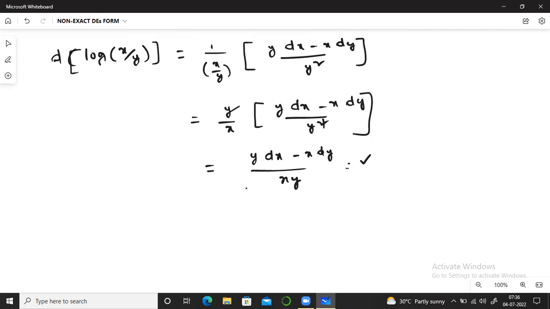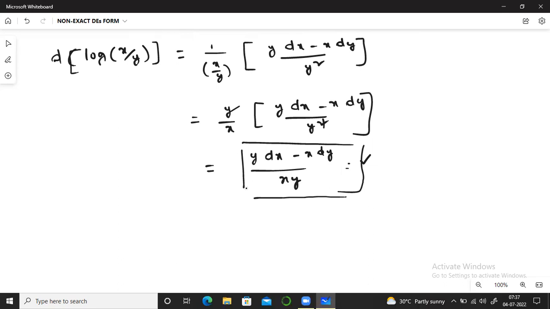It means differentiation of log x over y is, right, differentiation of log x is 1 by x, so 1 by x over y. So differentiation of x by y you have to do. It means, by the u by v formula, (y dx minus x dy) divided by y square. So (y dx minus x dy) over xy. This is the formula for differentiation of log x over y. So it means you no need to remember any formula, you can derive it also.